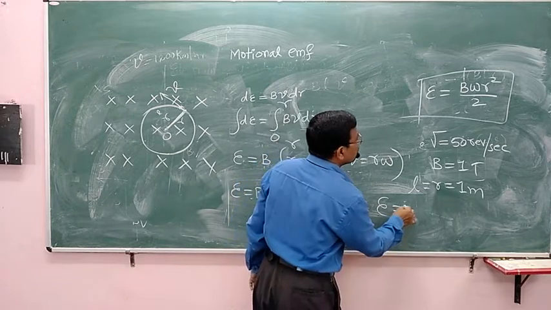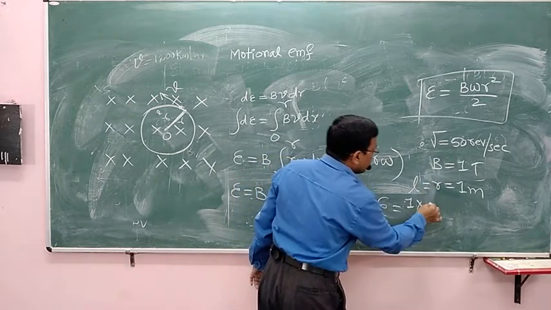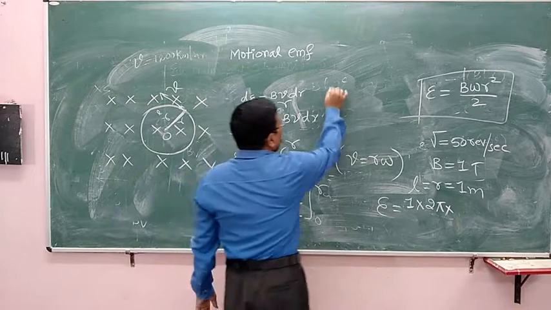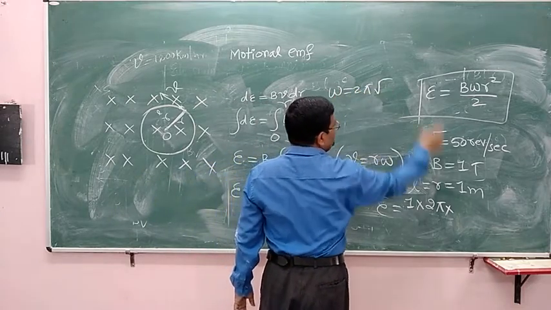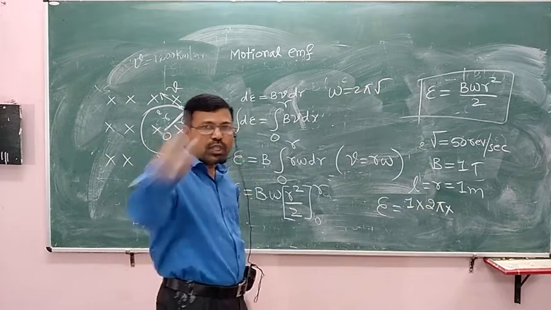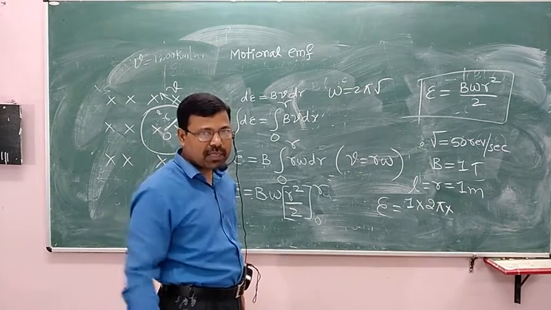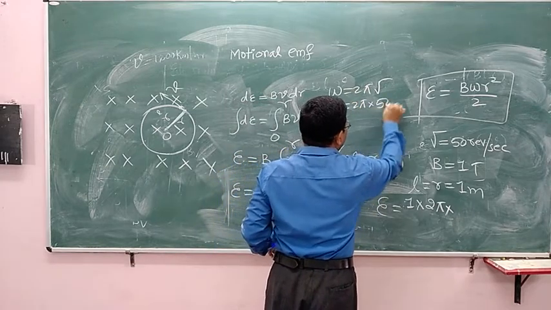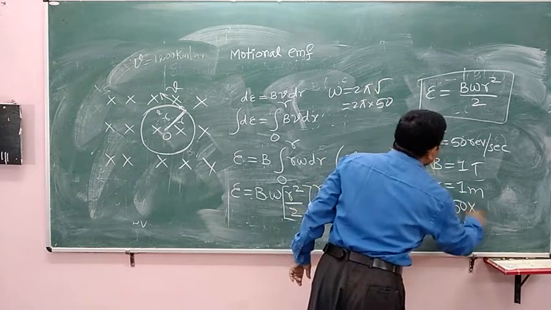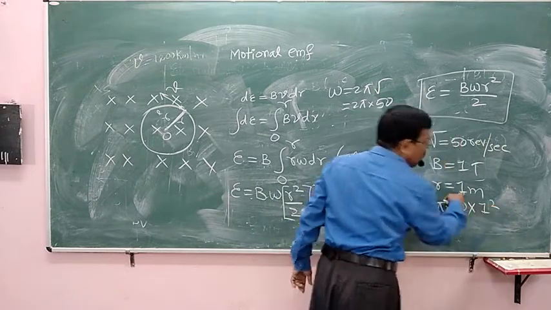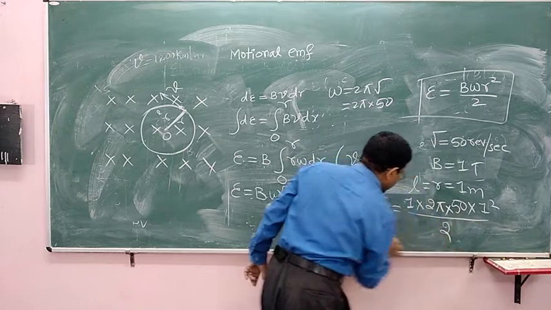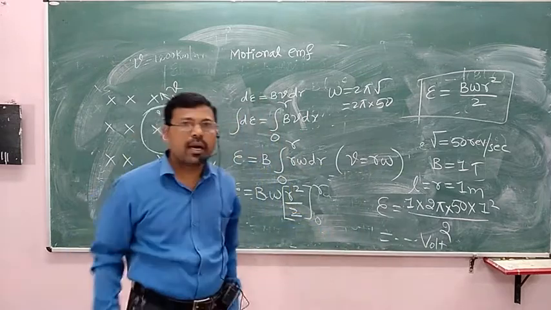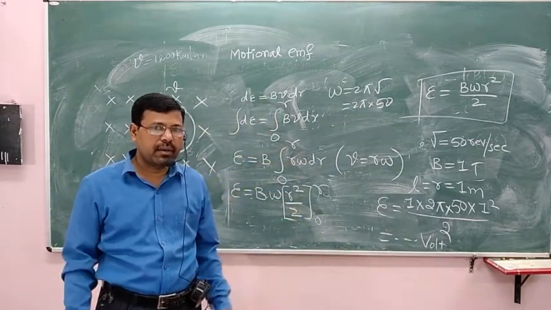Induced EMF is equal to 1 into omega, and omega is equal to 2 pi nu. Nu is revolutions per second, and omega is radian per second. So you can substitute 2 pi into 50, into r square, that is 1 square, divided by 2. You get 50 pi volts. This is known as rotational EMF. Okay, thank you.